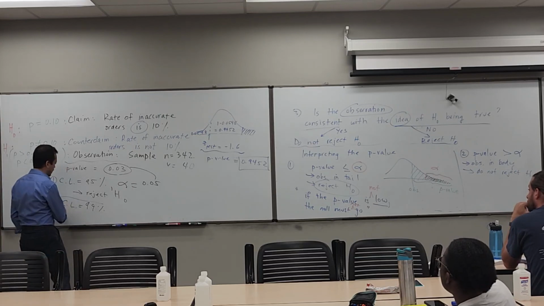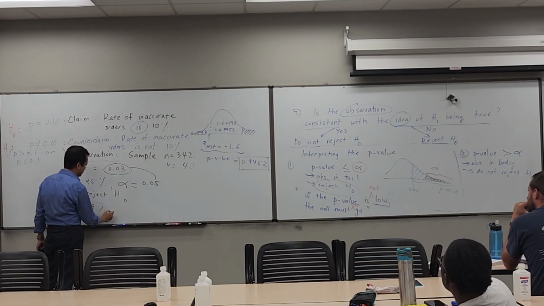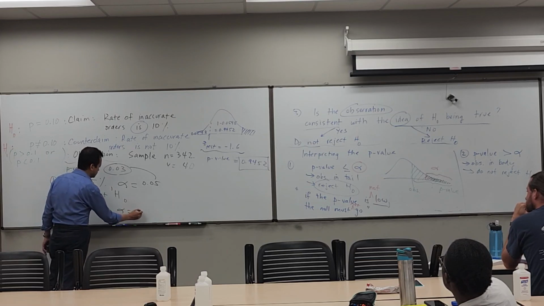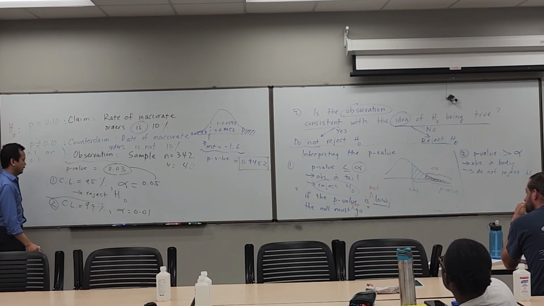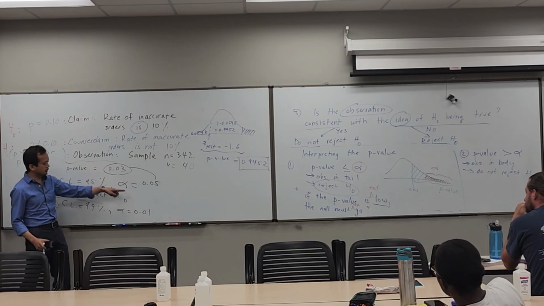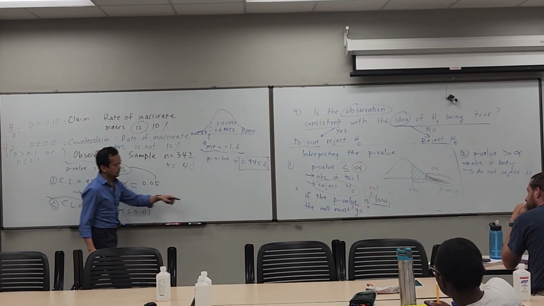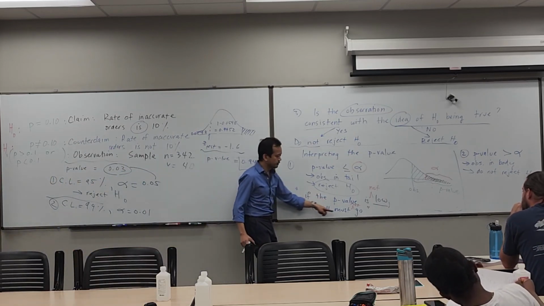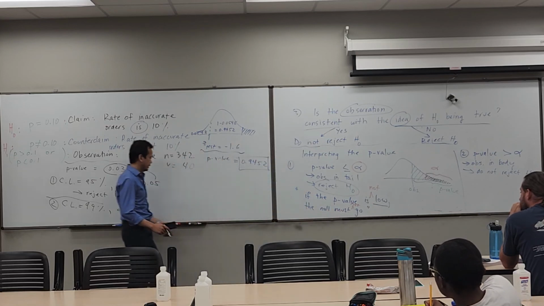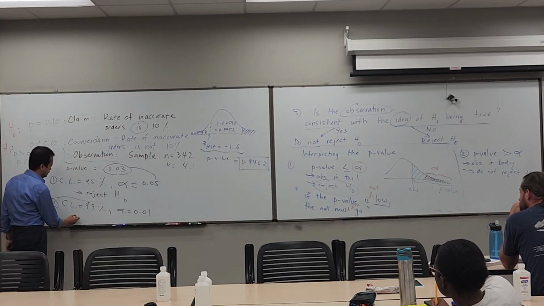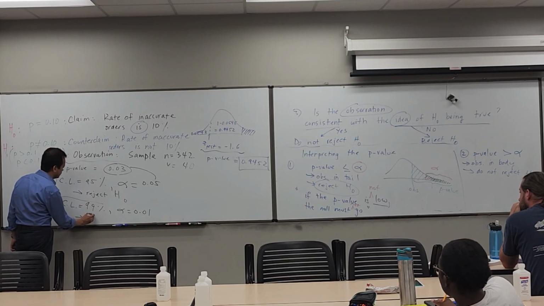So if the confidence level is 99%, then alpha is 0.01. And because the p-value is not low compared to alpha, then the null must not go. So you do not reject H0. So fail to reject H0.